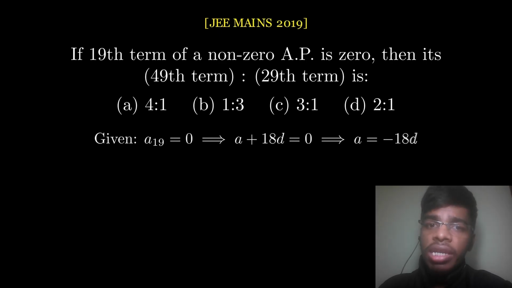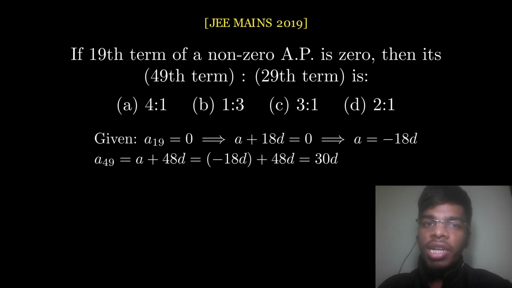So first of all, we are given that the 19th term is 0. That means A19 is equal to 0. What's the formula for A19? It will be a plus n minus 1 into d, which is a plus 18d is equal to 0. So our first term is equal to minus 18 into the difference, right?